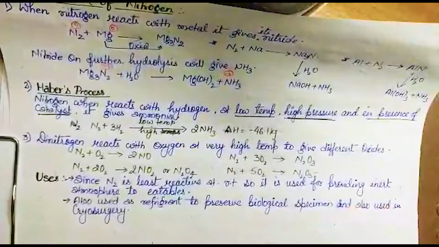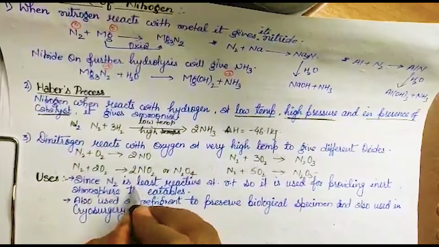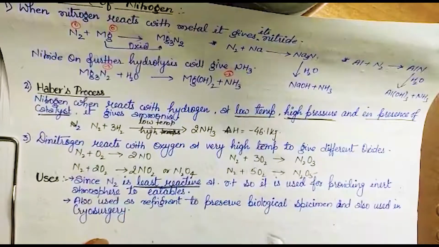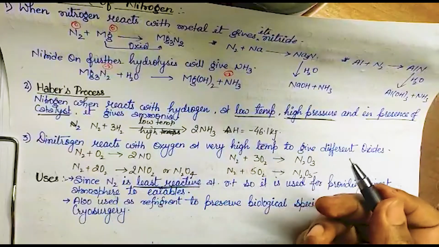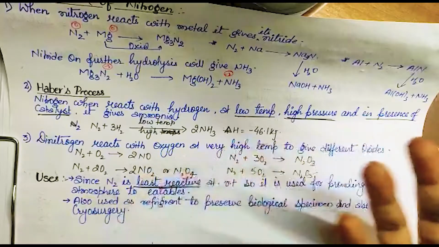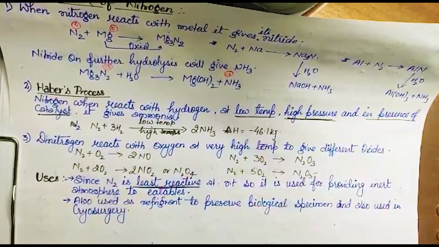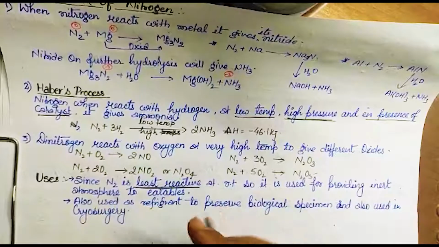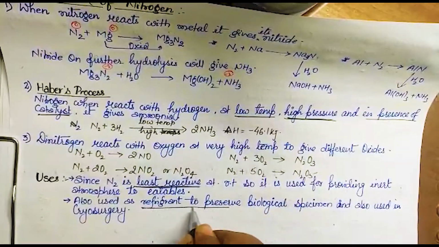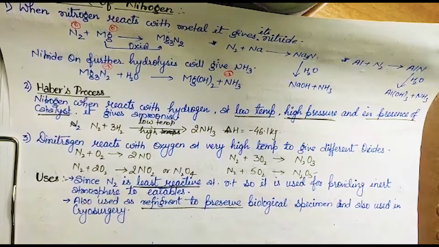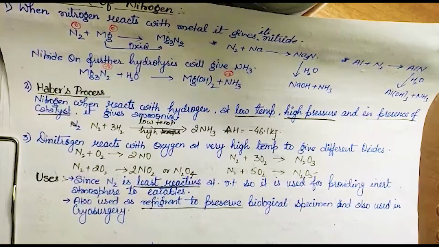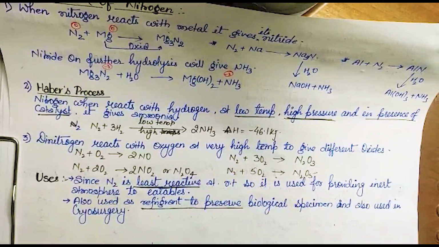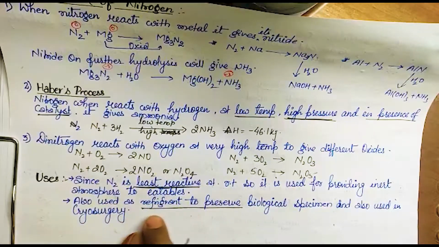Now there are the uses. We have to do the uses of nitrogen. In the first lecture only I said this, it is least reactive, so that's why it is used for providing an inert atmosphere, like chips packets are flushed with nitrogen to keep them fresh. Also used as refrigerant. Earlier CF2Cl2 was used as a refrigerant, but because of ozone layer depletion it was stopped, and now in ACs, wherever we have to keep the temperature down, N2 is used as refrigerant.